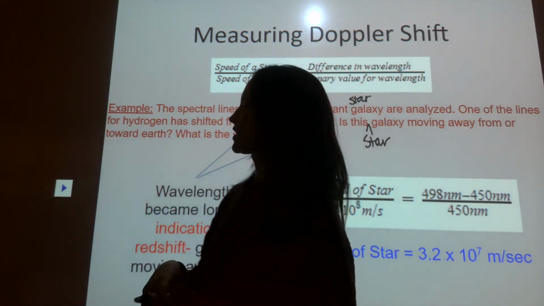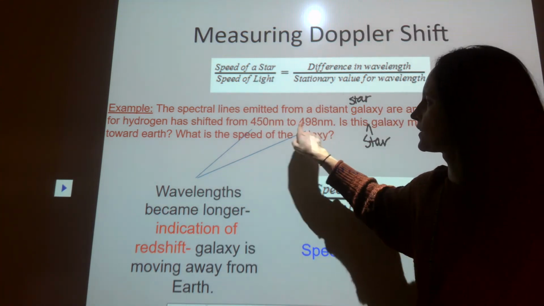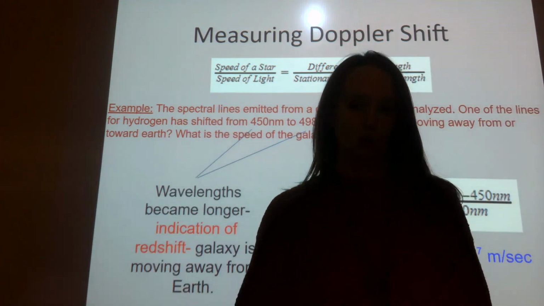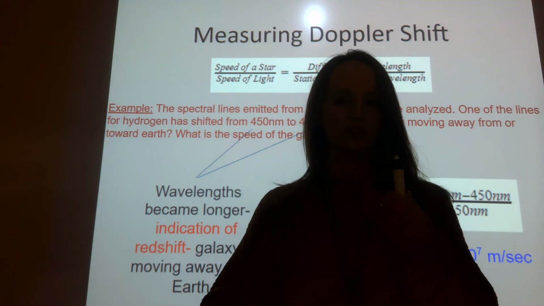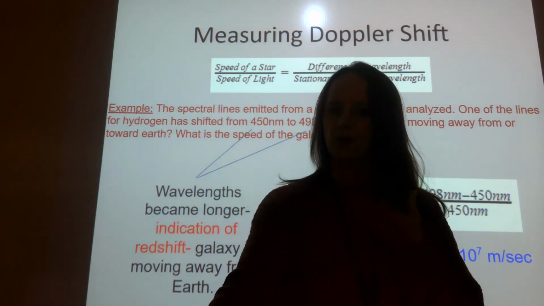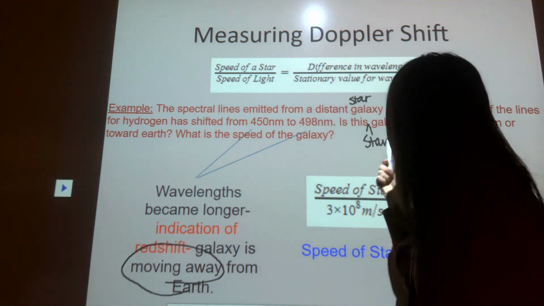We can answer that question, and it's pretty easy because you look at just the shift in the wavelength. It went from 450 to 498. That means it got longer. The wavelength is stretched, so that's a redshift. Redshift means the star is moving away from us. Okay, so it's moving away. And then the next question is how fast?